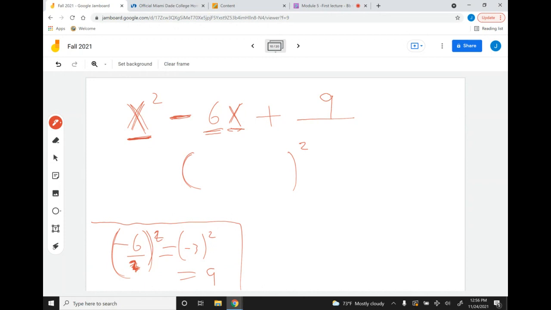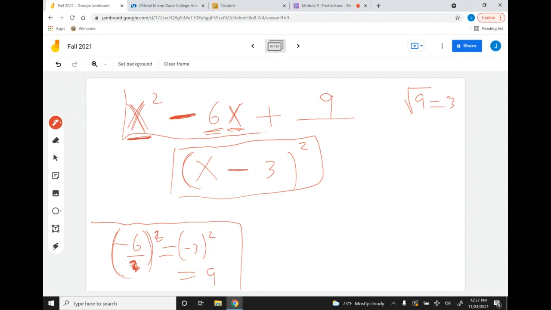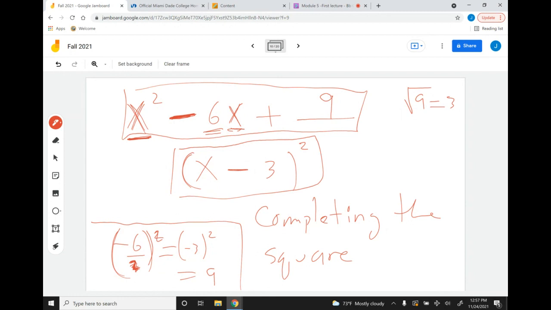The sign that follows comes from this guy. You see this guy now is negative, so it will be negative here. And then the number that follows, how do I get that number? You take the square root of 9 and you get 3. And you're done. This is the same as this. Okay? Remember, this is completing the square. Okay? That's what that means. Let's do another one.